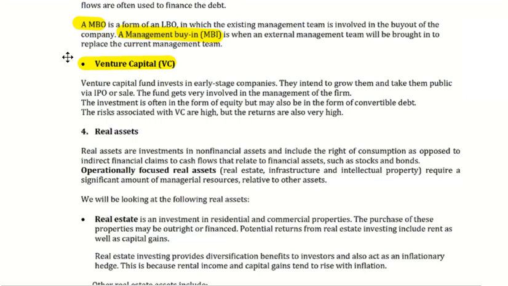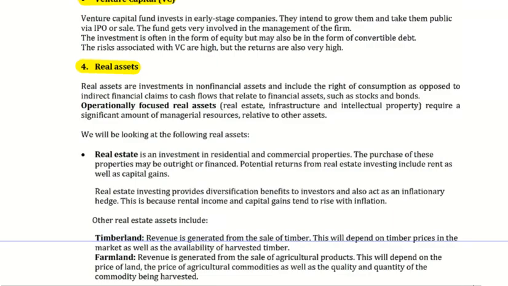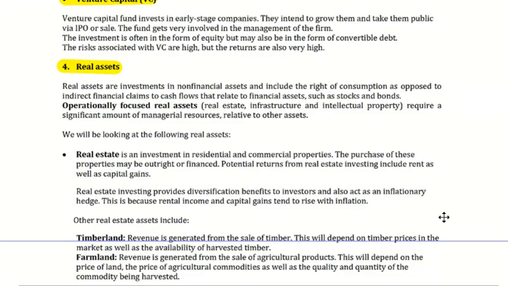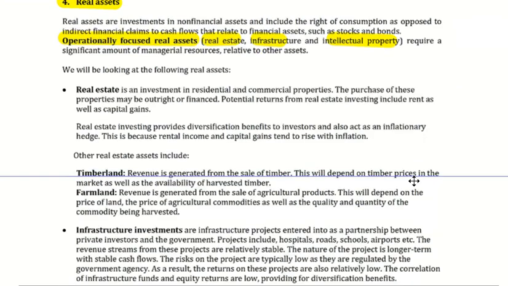The last alternative asset investment class, real assets. And the word says exactly what it means, real assets. These are investments in actual assets. We'll talk about things like operationally focused real assets, that they're not just an asset that sits idle, it needs to be worked. Things like real estate, infrastructure, IP, intellectual property. And we've got an entire topic number 3, which will deal with real assets.